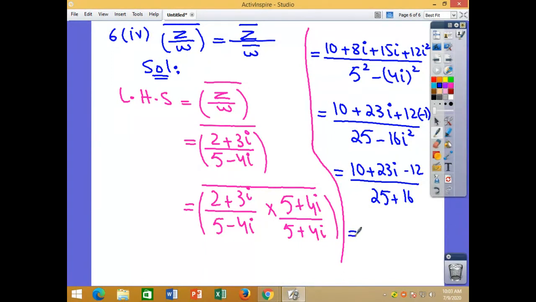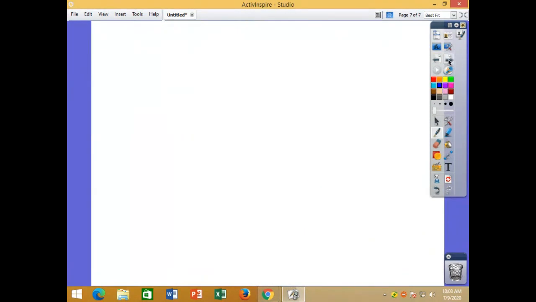In the next step, when we subtract 12 from 10, we get -2 plus 23 iota. And what is in the denominator? In the denominator we have 41. This is our equation number 1. Okay, now we solve for the right hand side.